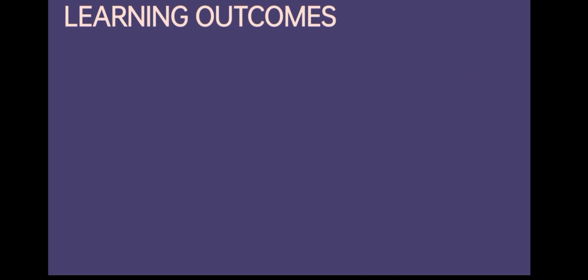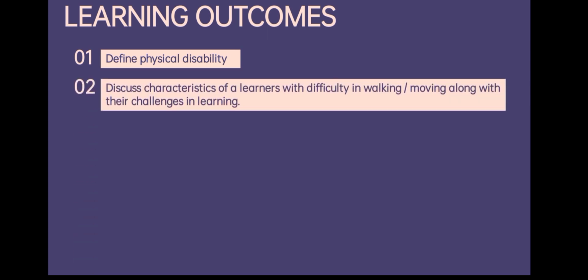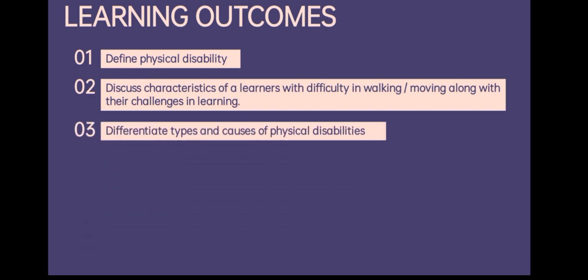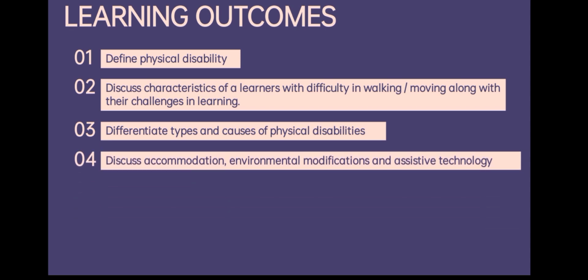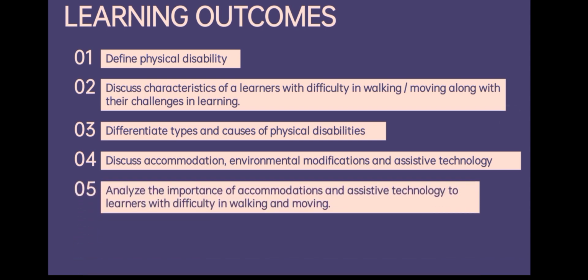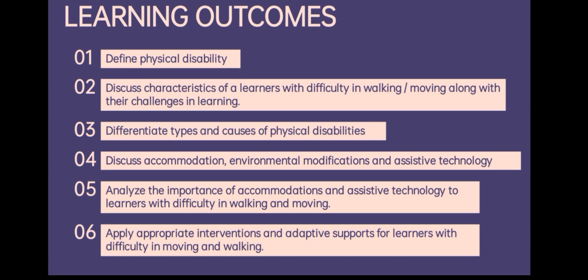Before we proceed to the discussions, let's read the learning outcomes of our topic, which are: define physical disability; discuss the characteristics of a learner with difficulty in walking and moving along with their challenges in learning; differentiate types and causes of physical disabilities; discuss accommodation, environmental modifications, and assistive technology; analyze the importance of accommodations and assistive technology to learners with difficulty in walking and moving; and lastly, apply appropriate interventions and adaptive supports for learners with difficulty in moving and walking.